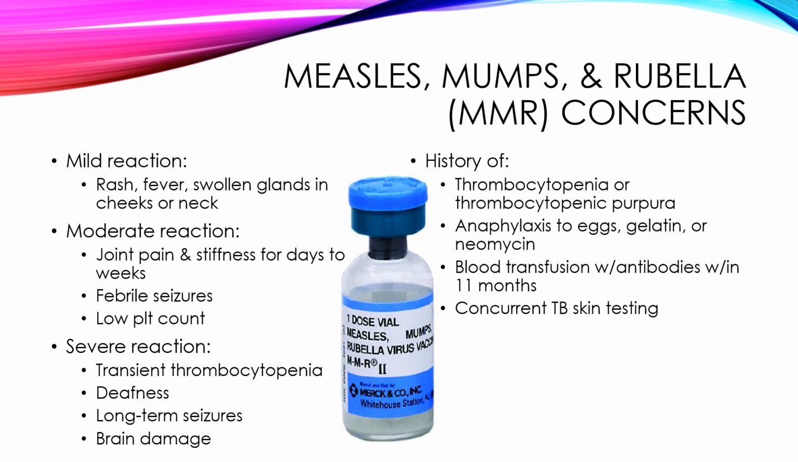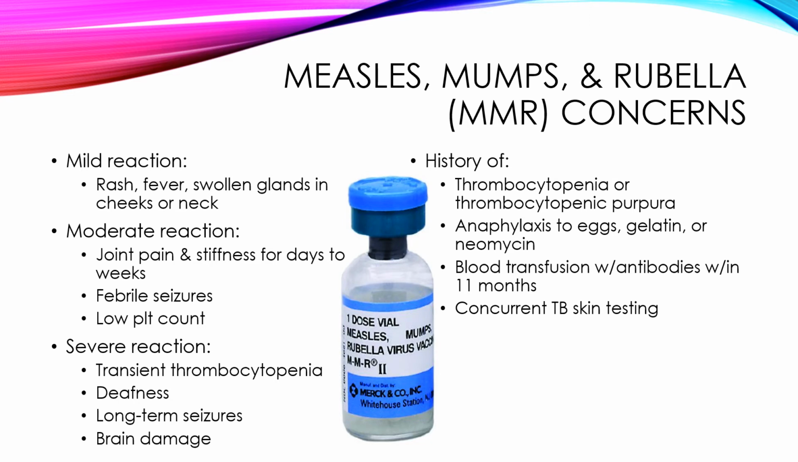So there's a lot of bad reactions with the MMR vaccine, so we need to be wary and cautious of these. If they already have a history of thrombocytopenia or thrombocytopenic purpura, if they have an anaphylaxis to eggs, gelatin or neomycin, these are used. The protein that's in eggs is also the protein that's used in this, and the gelatin and neomycin are used as those stabilizing agents. So it is included in the MMR vaccine. So if they have an allergy to eggs, they should not get an MMR vaccine.